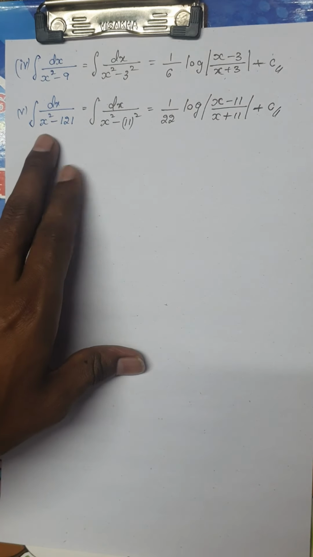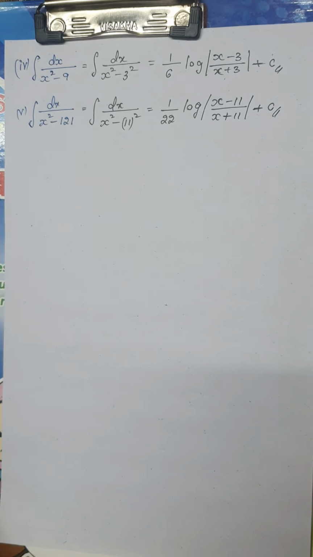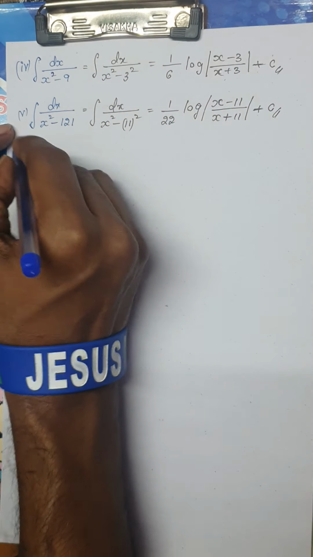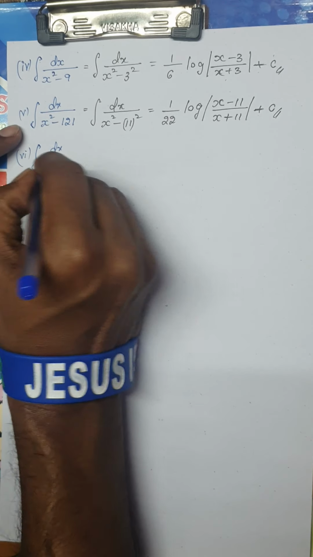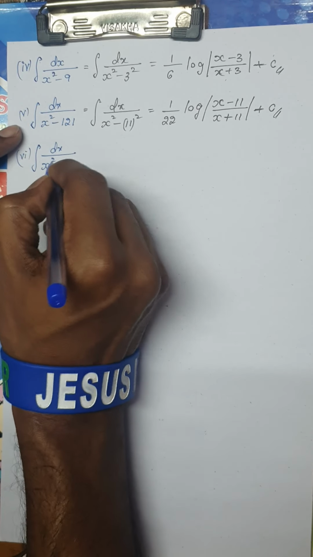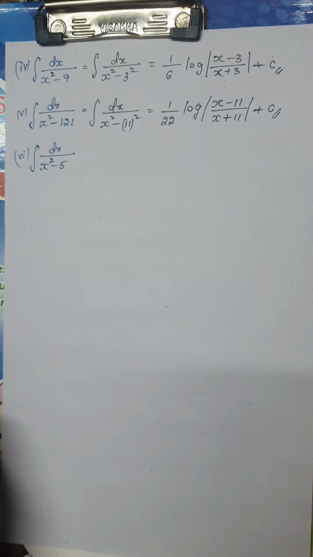So if they directly give you x square minus a perfect square, the proof is very, very simple. In case they give you another value, let me say dx divided by x square minus a number which is not a perfect square.